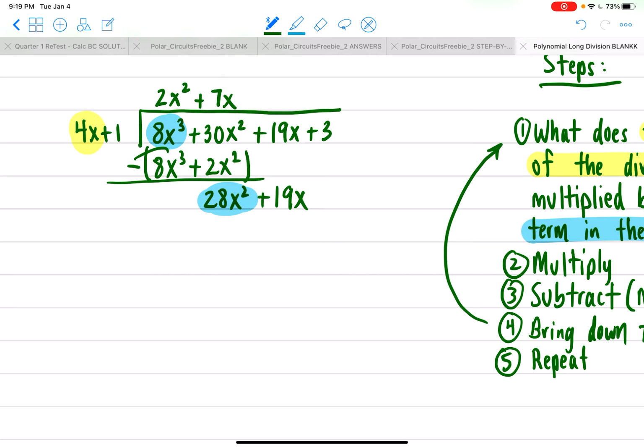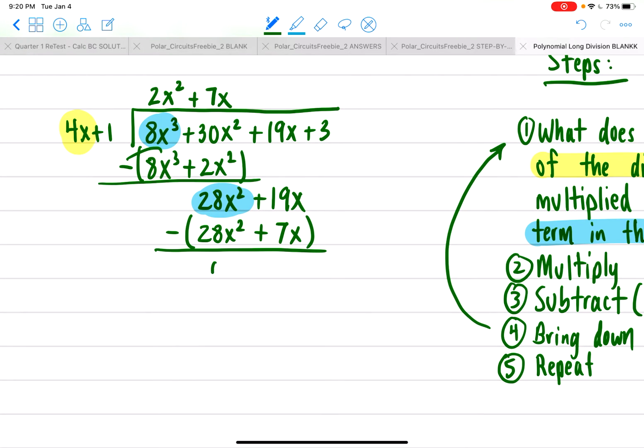Okay, let's multiply. We're going to take 7x times that. So when we do that, we're going to get 28x squared plus 7x, and then we're going to put this in parentheses and subtract it. We are going to distribute this. When we subtract, we get 0 here, so I'm not going to write 0. We get 19x minus 7x, so 19x minus 7x would be 12x. Bring down the next term.